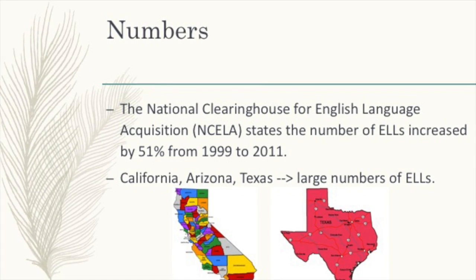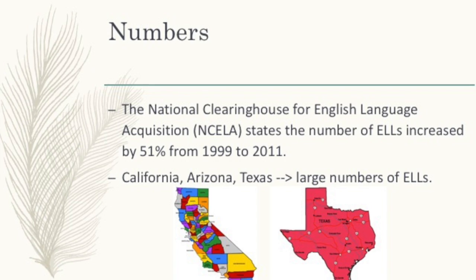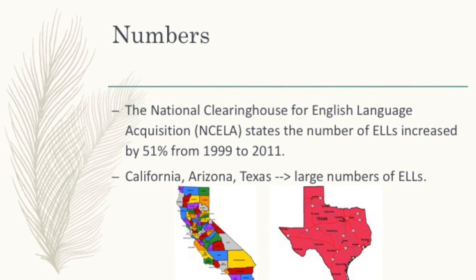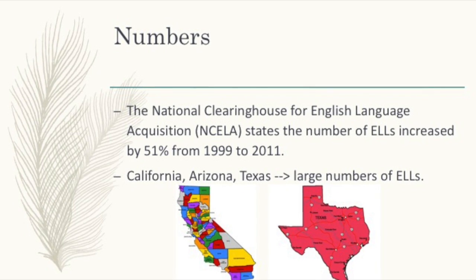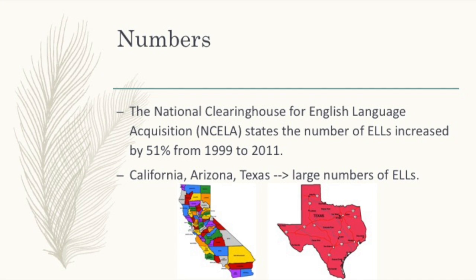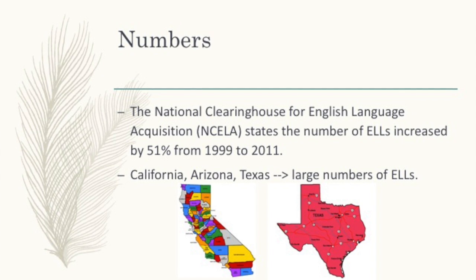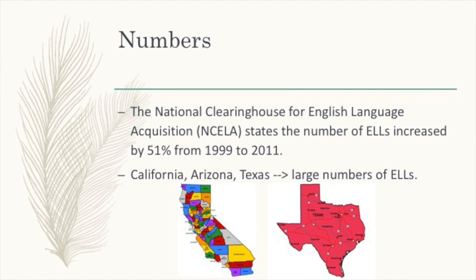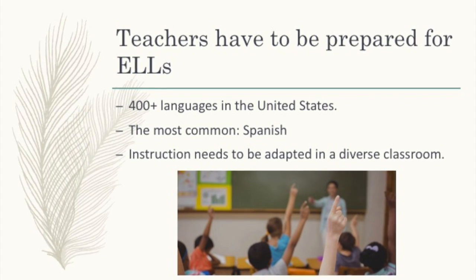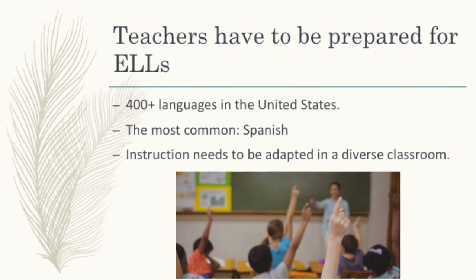Okay, so let's talk numbers. The National Clearinghouse for English Language Acquisition said that the number of ELLs increased by 51% from 1999 to 2011. This means we keep growing and we're growing fast. States like California, Arizona, and Texas, among others, have large numbers of ELLs. People speak over 400 languages in the United States, the most common minority language being Spanish.